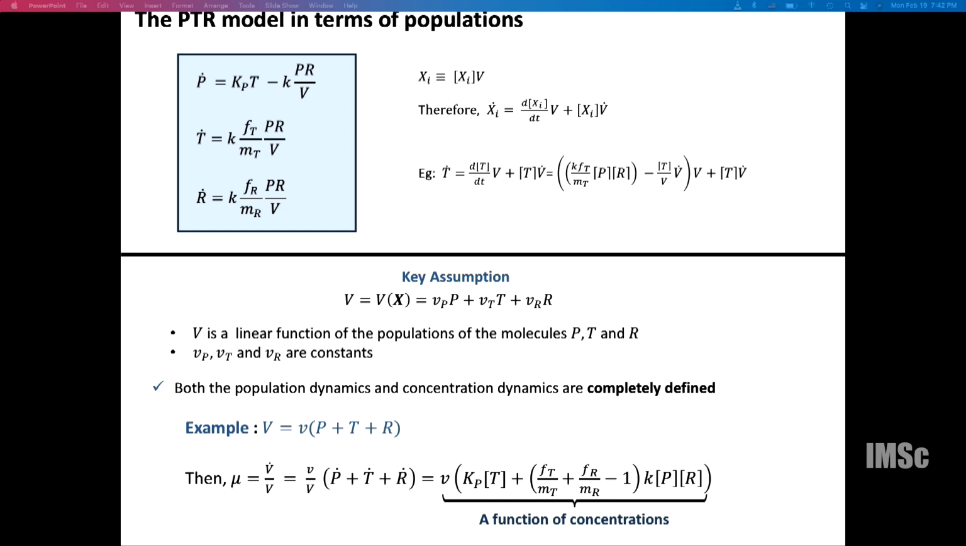And when that is a steady state, what that means is that mu has become a constant. So if P, T, and R become constant, after that mu becomes a constant. And since mu is V dot by V, if mu becomes a constant, that means V must grow exponentially. So the very fact that our concentration equations have an attractive fixed point means, from this equation, that V must grow exponentially, because V dot by V is a constant. That's precisely the equation for exponential growth.